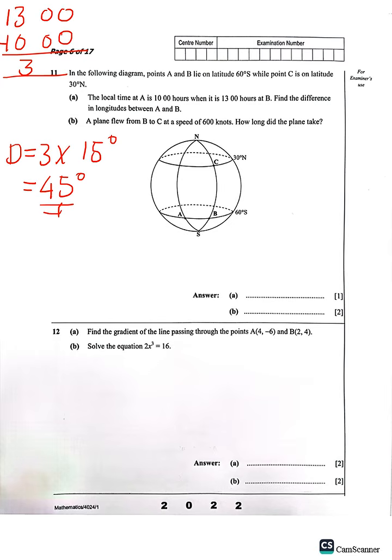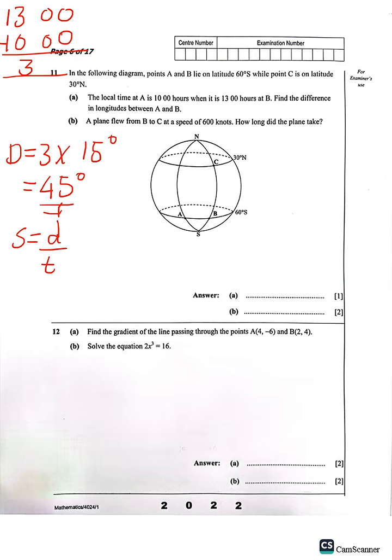Question B, a plane flew from B to C at a speed of 600 knots. How long did the plane take? Whenever you are given speed with units knots, just know that the distance should be in nautical miles. So let's look at the formula. The formula for speed, time, and distance is speed is equal to distance over time. So what are we solving for? How long? We are solving for time. Speed is given, 600 knots. Then our work is we need to find the distance.